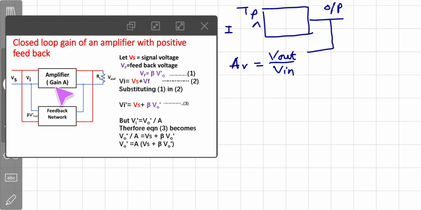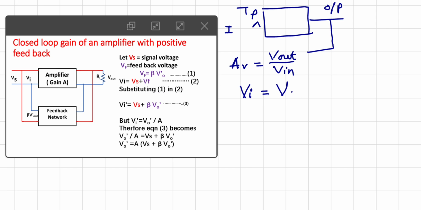So now, to this amplifier, in addition to Vs, which is the signal voltage, the feedback voltage will also be there, and so the effective input Vi will be affected by Vs and the feedback part. That is why Vi will be different from Vs. After the feedback, Vi will be Vs plus Vf. So let Vs be the signal voltage and Vf be the feedback voltage. Therefore the total input voltage Vi, the input to this amplifier, will be the original signal voltage Vs plus the feedback voltage Vf.